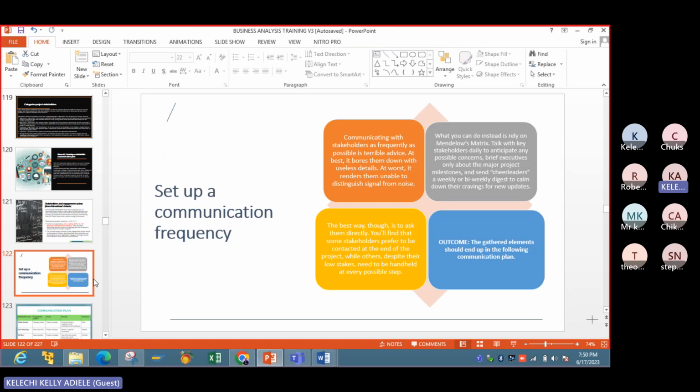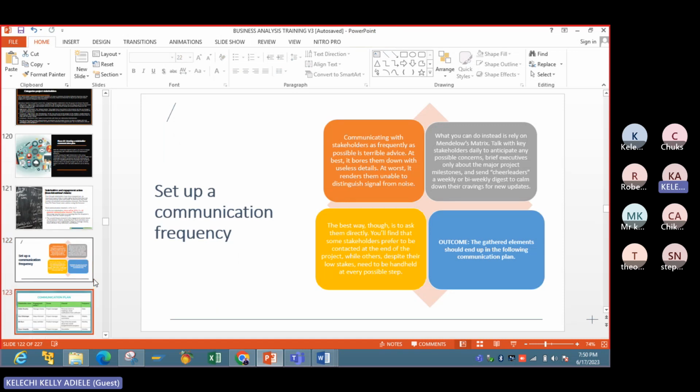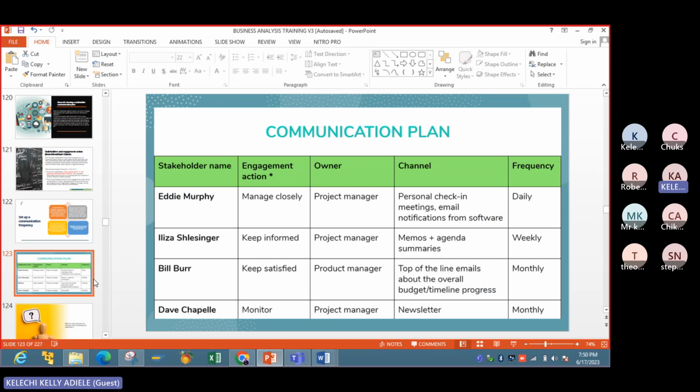Okay, so I'm just setting up a communication frequency. You can see that for my communication plan, I have the different stakeholders. I have the engagement action, I have the owner or their role, or the person who they report to. I have the channel, and I have the frequency. So this is an example of what we call a communication plan.